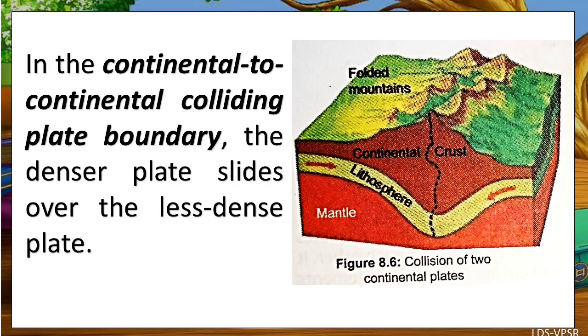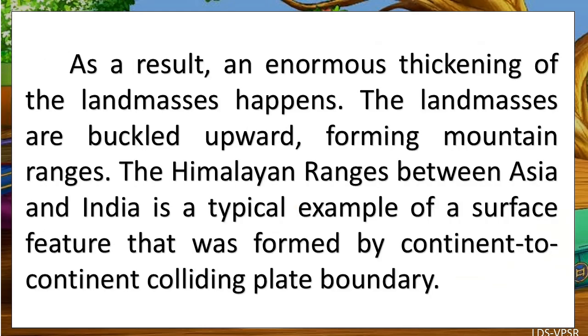In the continental to continental colliding plate boundary, the denser plate slides over the less dense plate. As a result, an enormous thickening of the landmasses happens. The landmasses are buckled upward, forming mountain ranges. The Himalayan Ranges between Asia and India is a typical example of a surface feature that was formed by a continent to continent colliding plate boundary.